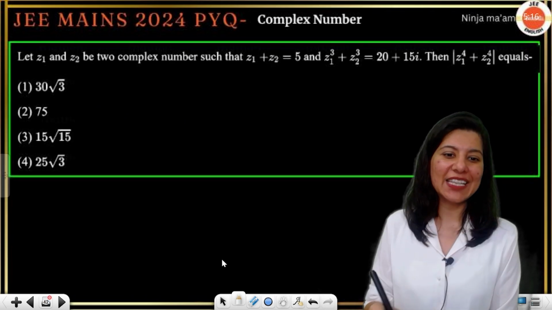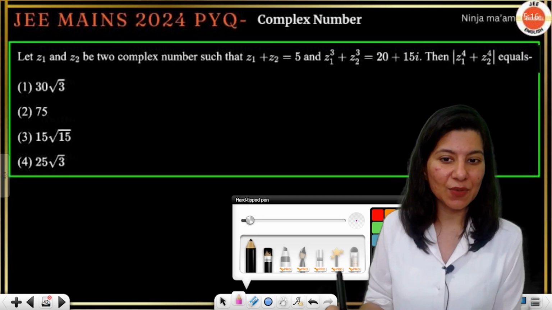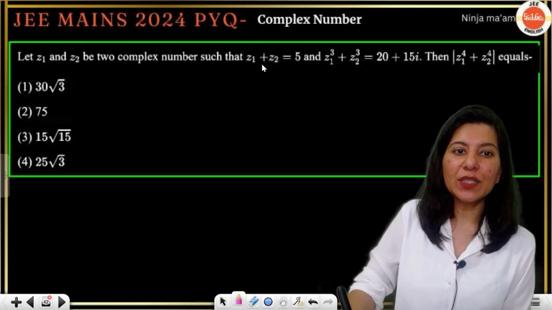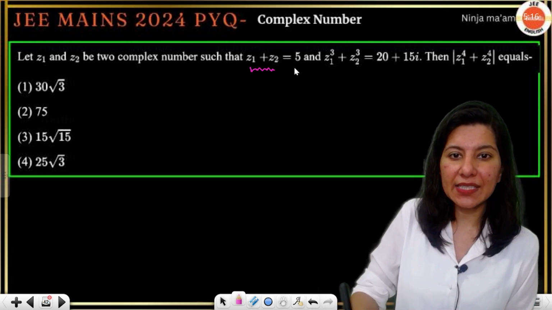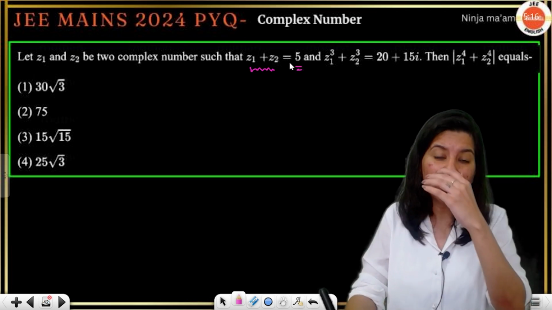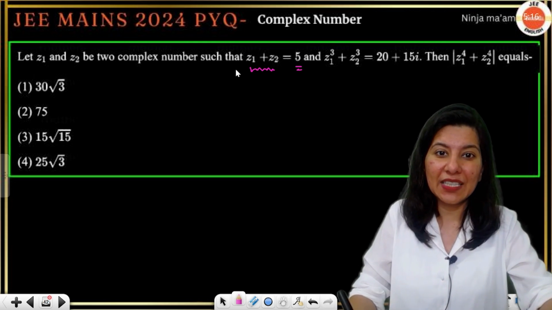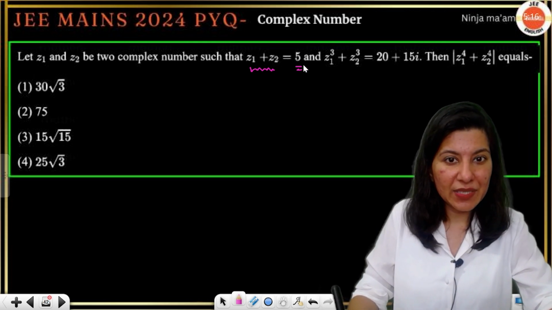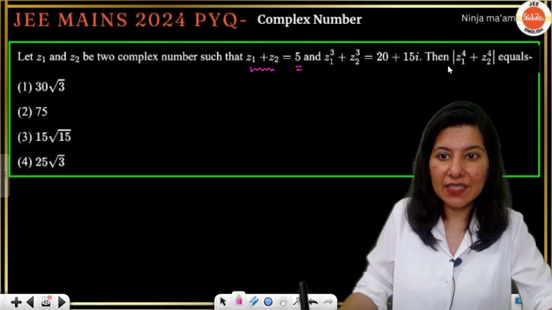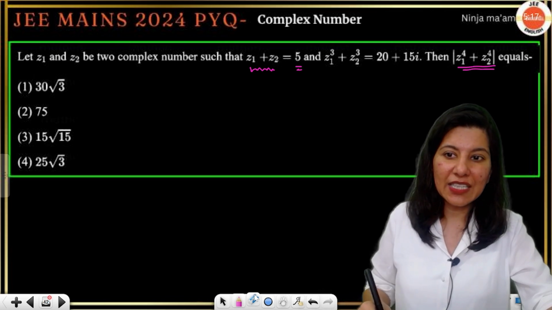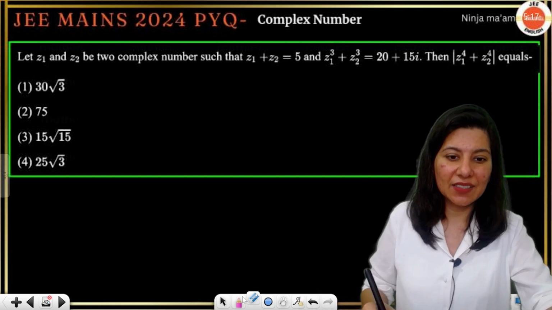Yes, we do have a last question. Last but not the least. Z1 and Z2 are complex numbers. Z1 plus Z2 is given as 5. So very basic question actually, like a class 10 problem. Sum of Z1, Z2 is 5, Z1 cube plus Z2 cube is given as this and we're looking for this. Okay, just equation solving. Use identities.